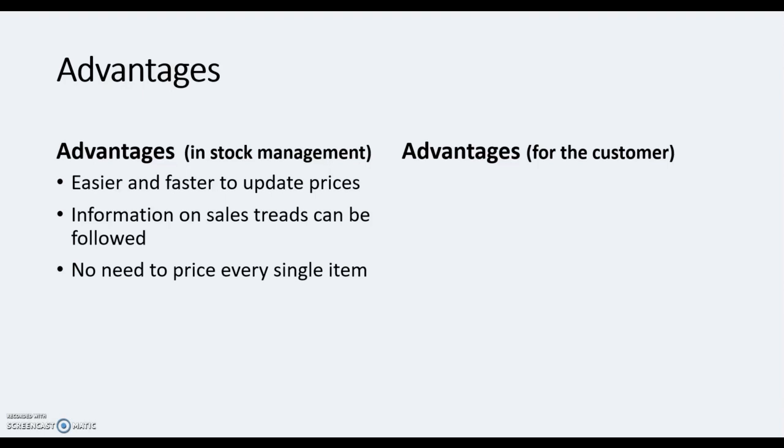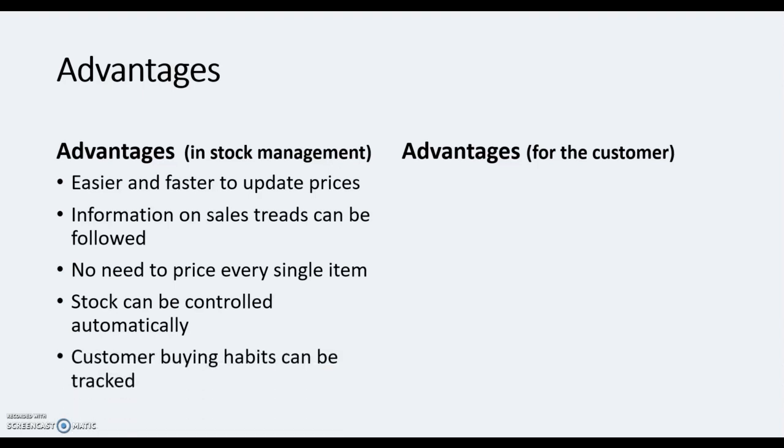There's no need to price every single item. Before the days of computers, every single item in the shop had a price on it. Someone went round with tickets and put the prices on, because otherwise when it gets to the checkout, the person at the checkout won't know how much it is. Now, all they've got to do is put a label in front of every item saying what the price is. And because of this, as you could see in our example earlier, the stock can be controlled automatically. And then the customer buying habits can be tracked. This also happens on loyalty cards.